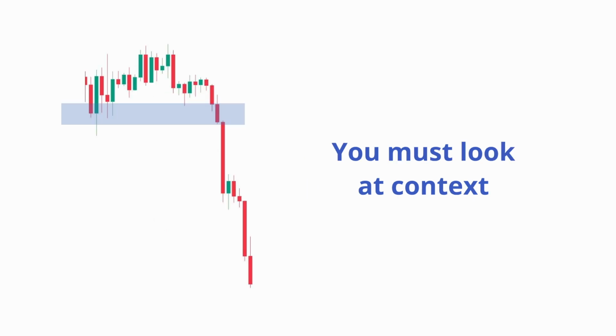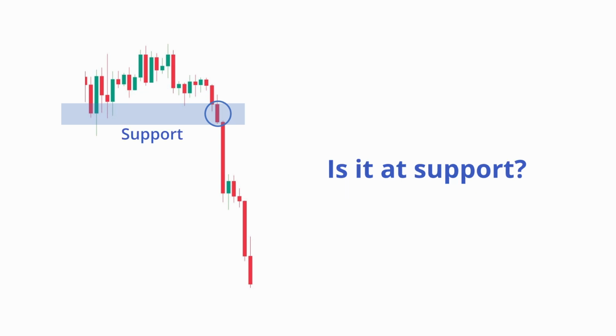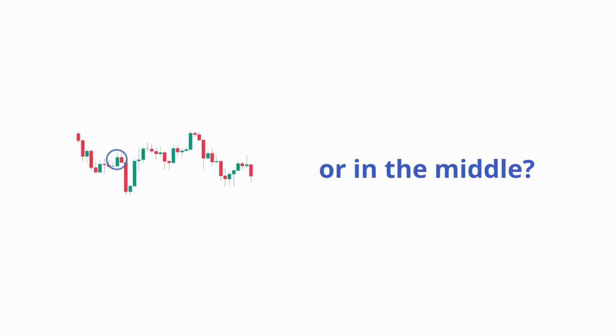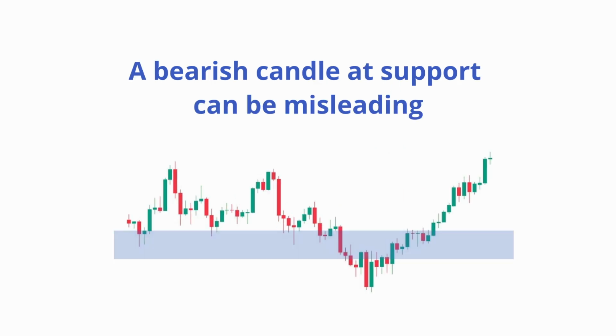You must look at context. Where did the candle form? Is it at support, resistance, or in the middle? A bullish candle at resistance can be a trap. A bearish candle at support can be misleading.